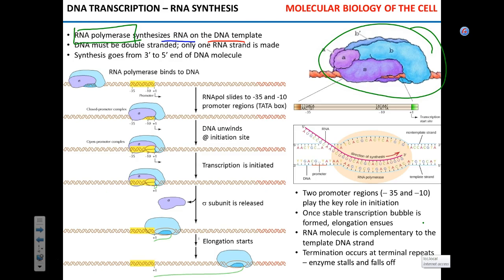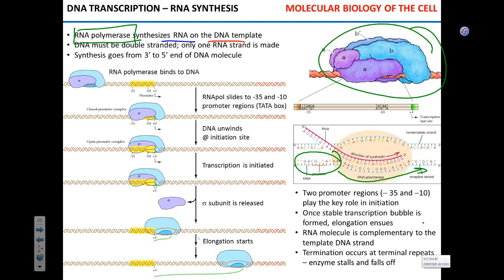Synthesis goes from the 3 prime to the 5 prime end. You can see that it reads from 3 prime to 5 prime. It goes this way. RNA polymerase reads from 3 prime to 5 prime.